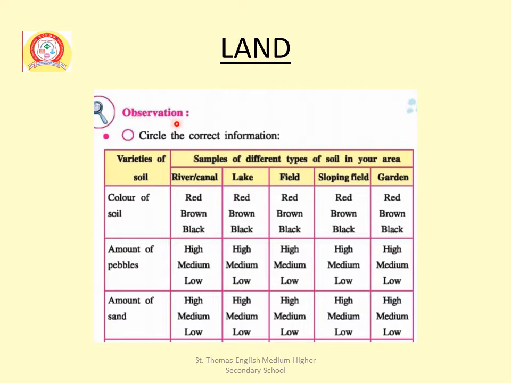Samples of different types of soil of your area are given in this table. You have to collect soil of your area and observe it carefully. Then match your observation with the information given in this table and finally circle the correct information. This is a practical activity. You have to do it by yourself to know about the type of soil of your area.